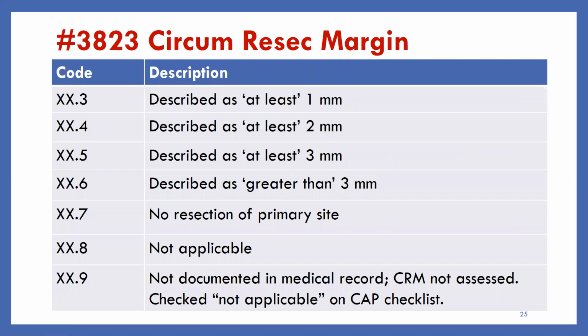Then we have some at least codes. So if the tumor is described as at least or greater than, we can use these XX.3, 4, 5, 6 codes. If there is no resection of the primary site, XX.7, and if you use that code, then your surgery code should be 00.